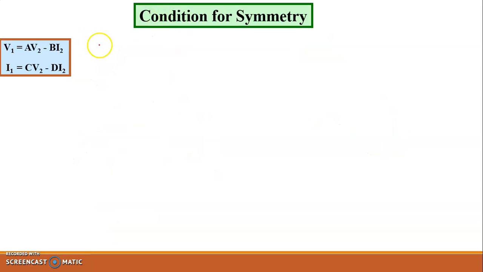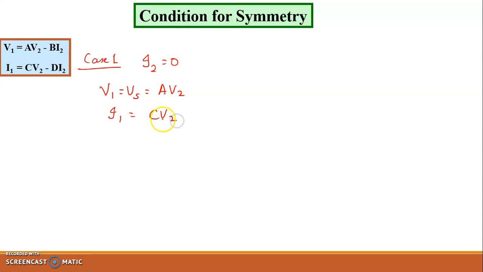Next we are going to deal with the condition for symmetry. Here you have to do like this. Case 1: you make the output port open circuit. Output port open circuit means I2 is equal to 0. If I2 is equal to 0, I can write V1, equal to Vs, as A into V2, and the second equation I1 is equal to C into V2. So I can take the ratio Vs by I1 is equal to A by C. So that is the first case.